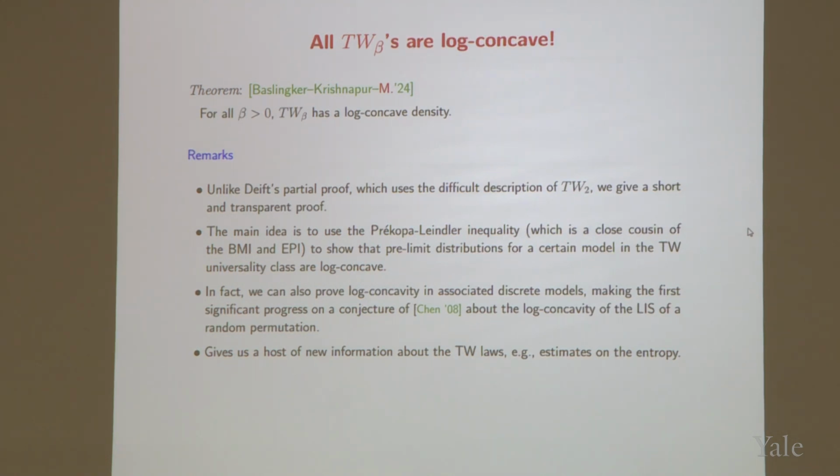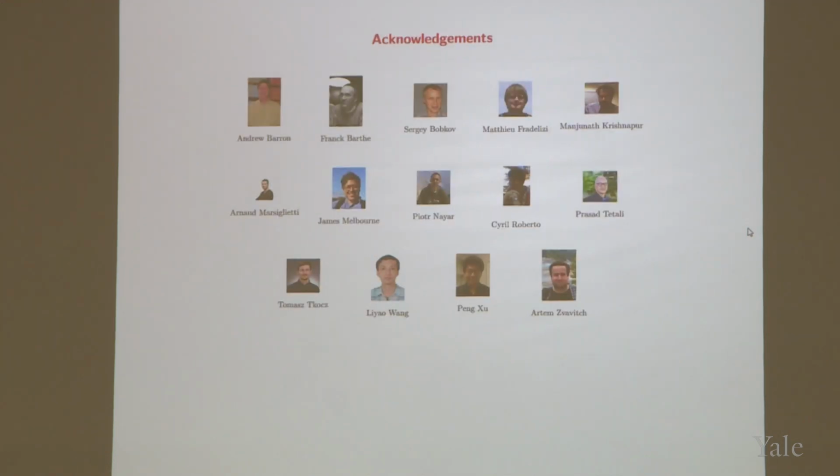And the proof turns out to be very simple, not using the difficult descriptions of the Tracy-Widom densities, but using the Prékopa-Leindler inequality, which is a close cousin to the Brunn-Minkowski inequality and the entropy power inequality. I didn't have time to describe it, but what the Prékopa-Leindler inequality gives us is that the pre-limit distributions for a certain model in the Tracy-Widom universality class are log concave, and therefore the limits, which are the Tracy-Widom densities, are also log concave. And in fact, we can also show this for related discrete models. And this gives us a lot of new information about the Tracy-Widom laws, like estimates on the differential entropy, for instance.